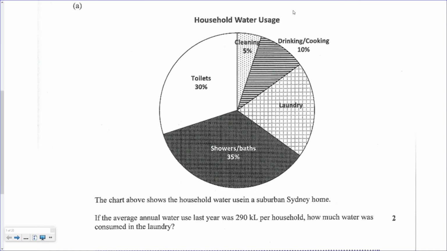So we get given this pie graph, and the chart above shows the household water used in a suburban Sydney home. So there's a typo there, but whatever. If the average annual water used last year was 290 kilolitres per household, how much water was consumed in the laundry? So basically, we have this pie graph, and it's got the different categories in which everything was used. If we're going to take a bit of information from here, we know that everything here needs to add up to 100%.